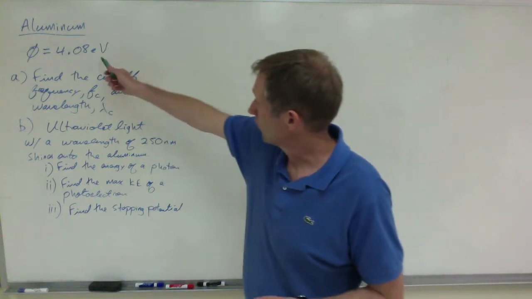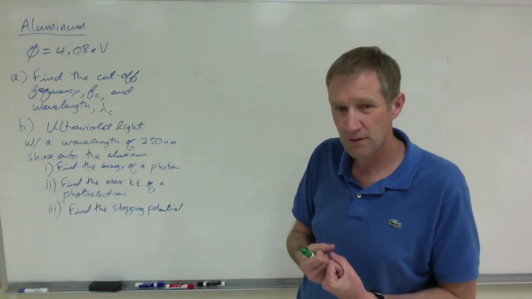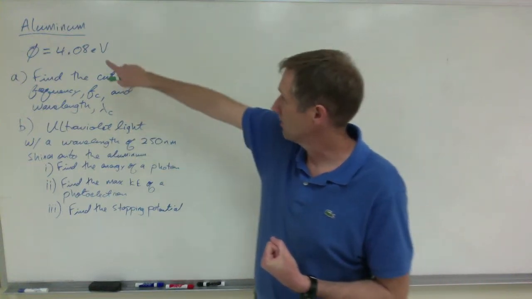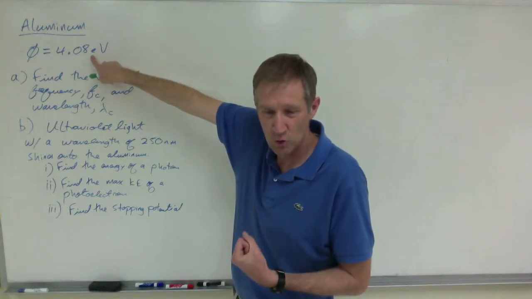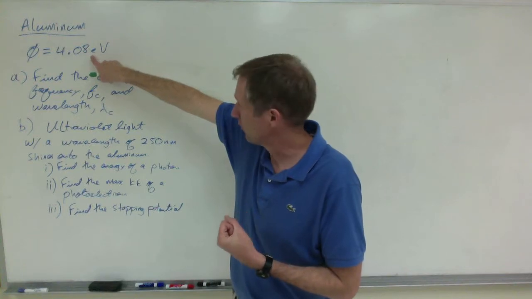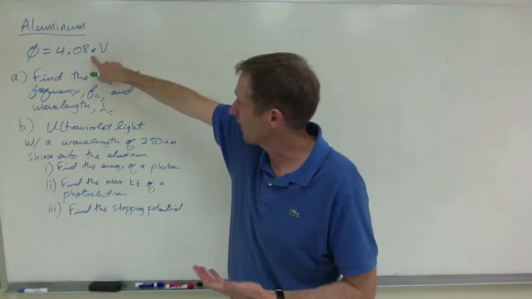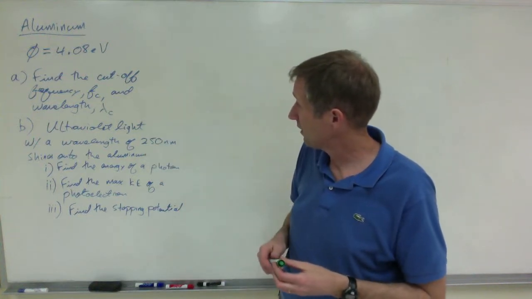Remember that the electrons are going to absorb the energy of the photon, and if the photons had only that much energy, that's not quite enough to produce a current. It has to be greater than that. So the first thing I want to do is figure out the cutoff frequency.